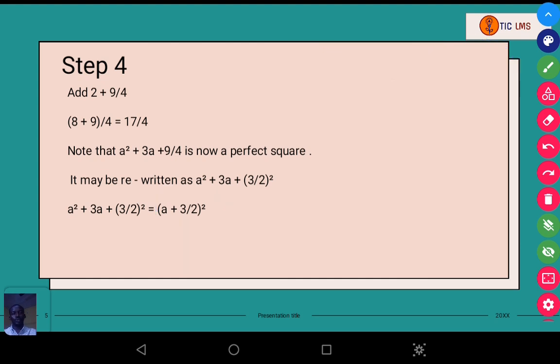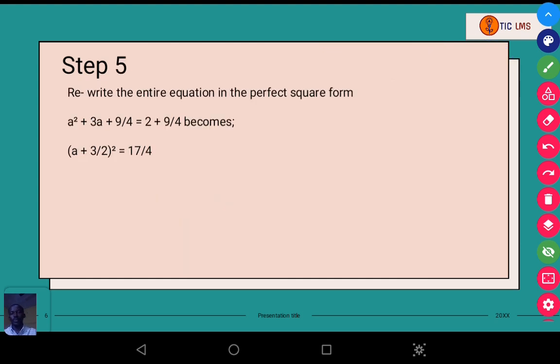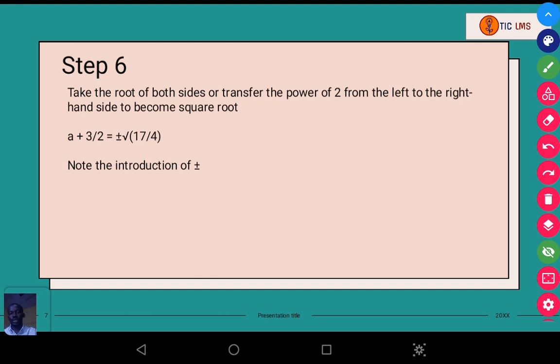Now let's move on to step 5. It says write the entire equation in the perfect square form. Okay, so meaning that this which we have here, we'll write it in this form, and then 2 plus 9 over 4 here, we'll have it as 17 over 4. So it looks neater.